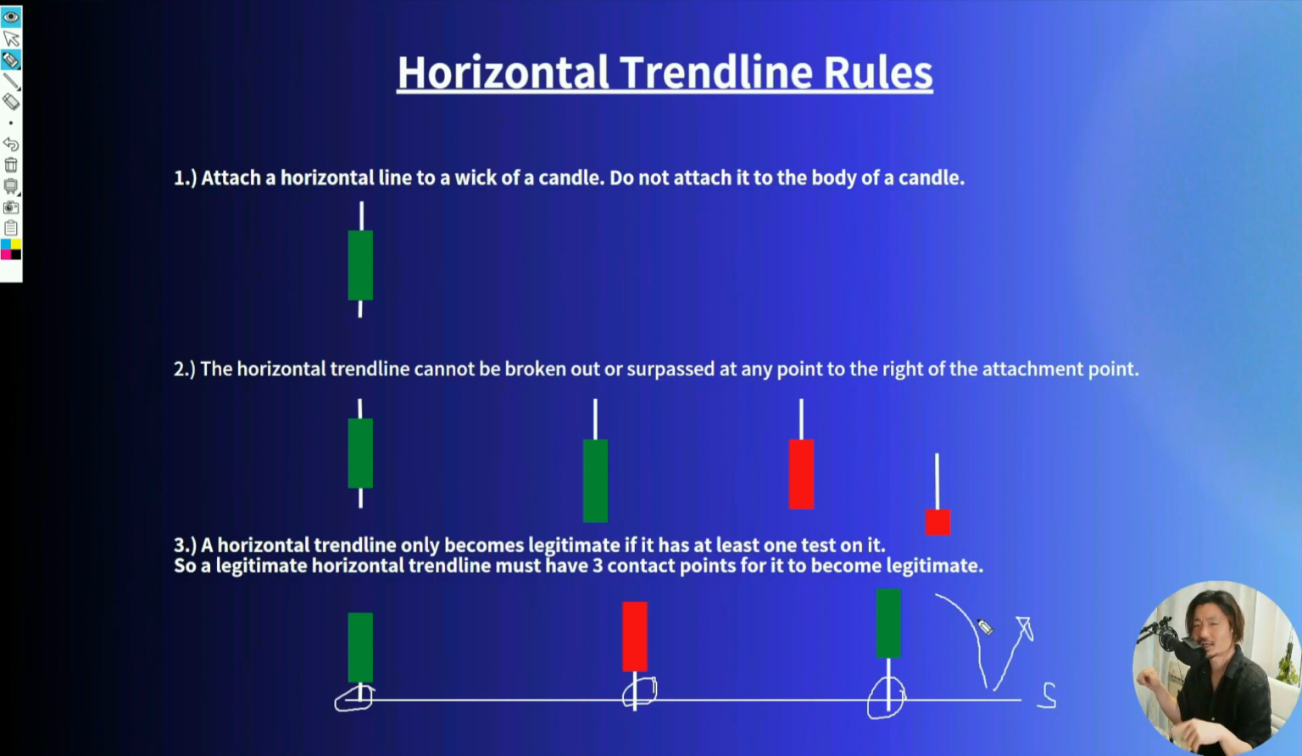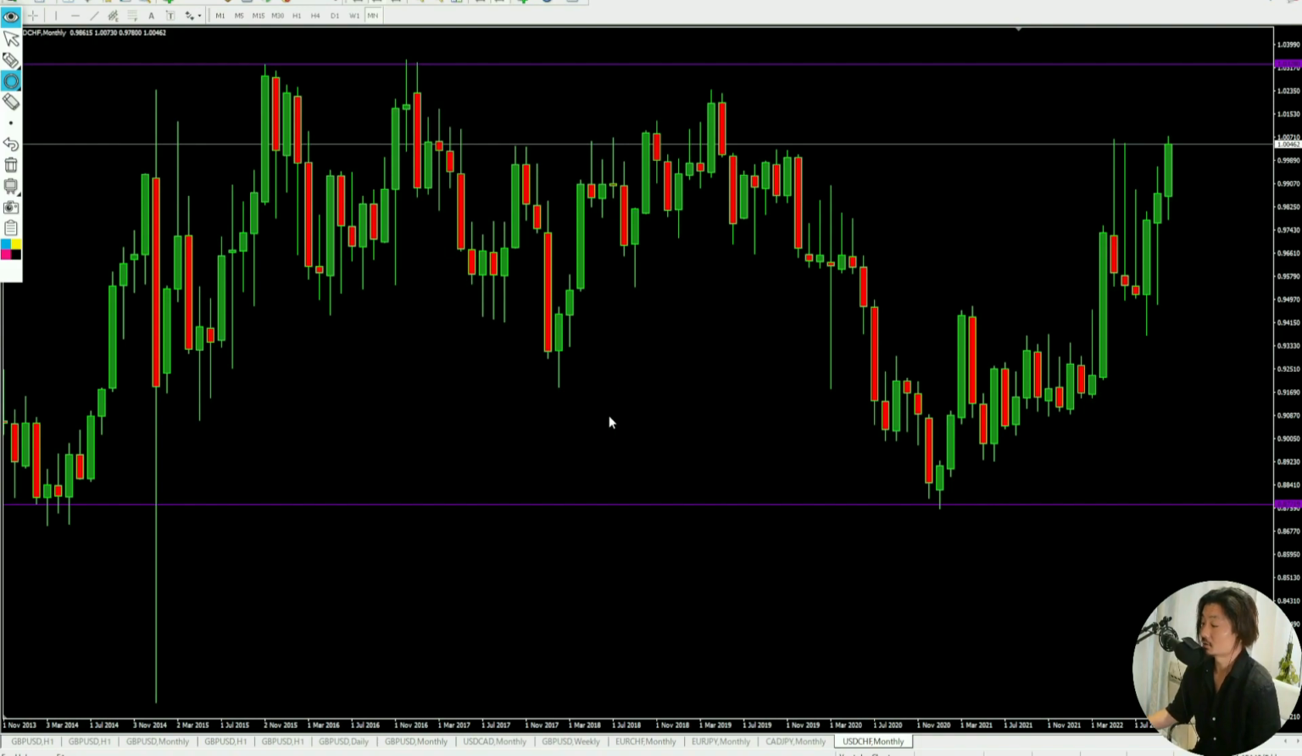All right, so let's just look at this on a real chart also. This is a dollar Swiss monthly chart. Now let's look at this upper side first. If we attach the horizontal trend line to this pivot right here, it has 1, 2, and 3 contact points. And so if price reaches this horizontal trend line, it will create opposing strength, which is down in this case.